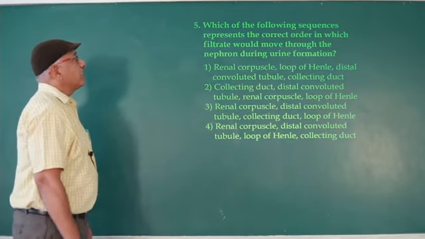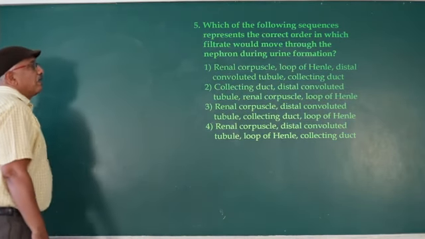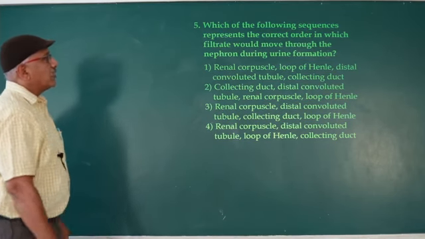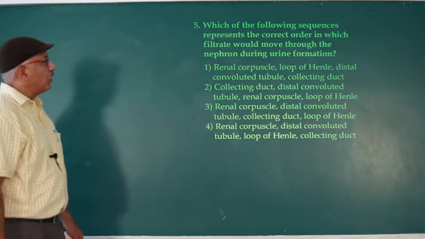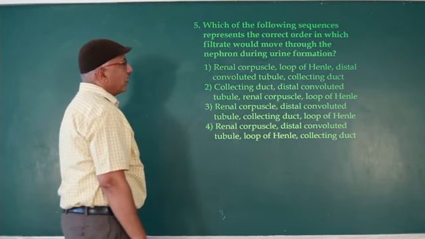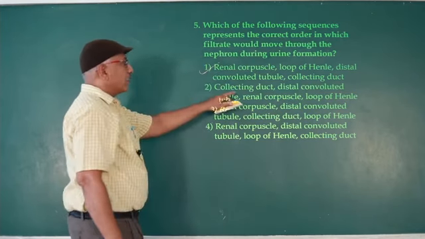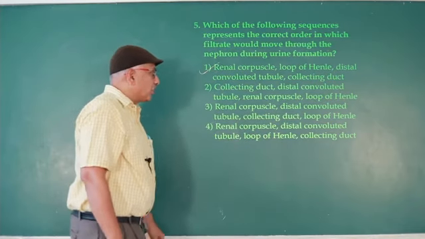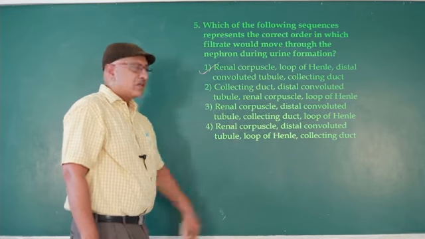Which of the following sequences represents the correct order in which filtrate would move through the nephron during urine formation? Renal corpuscle, loop of Henle, distal convoluted tubule, collecting duct, correct. Collecting duct first, given wrong. Renal corpuscle, distal convoluted tubule, collecting duct, loop of Henle, that is wrong.